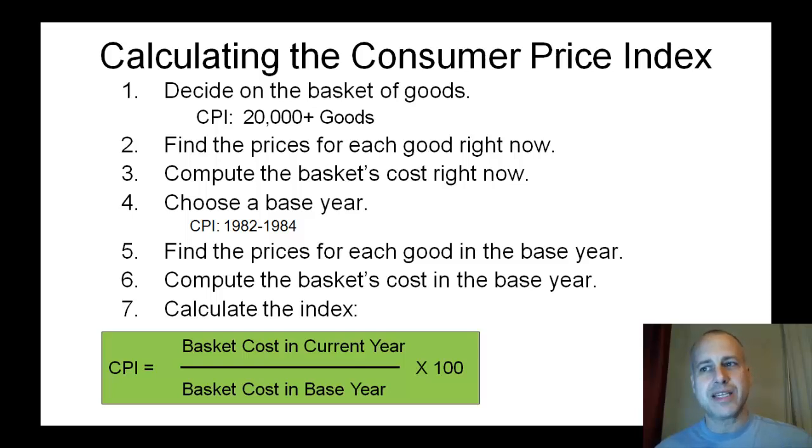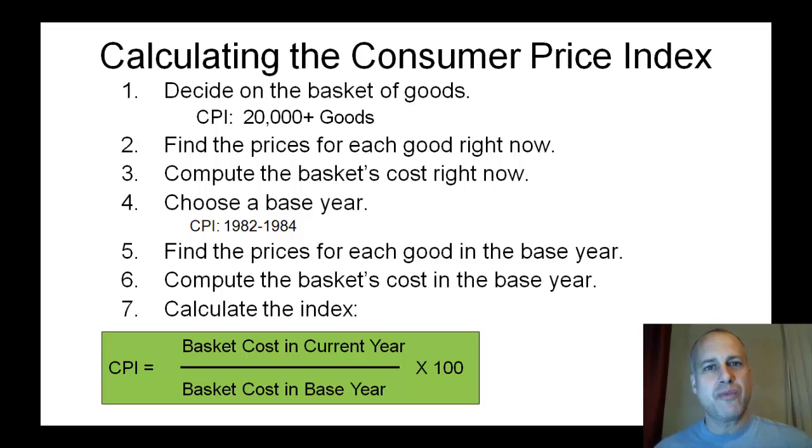The first task is to find the prices of all of the goods in the bundle right now to see how much the representative consumer's bundle of goods costs, and then to compare that to the cost of the basket in a base year. Choosing a base year is essentially saying, what are we going to use as our reference year? What are we going to use as our comparison year? In practice, the CPI uses the prices of this bundle of goods from 1982 to 1984, a weighted average of those 3 years.